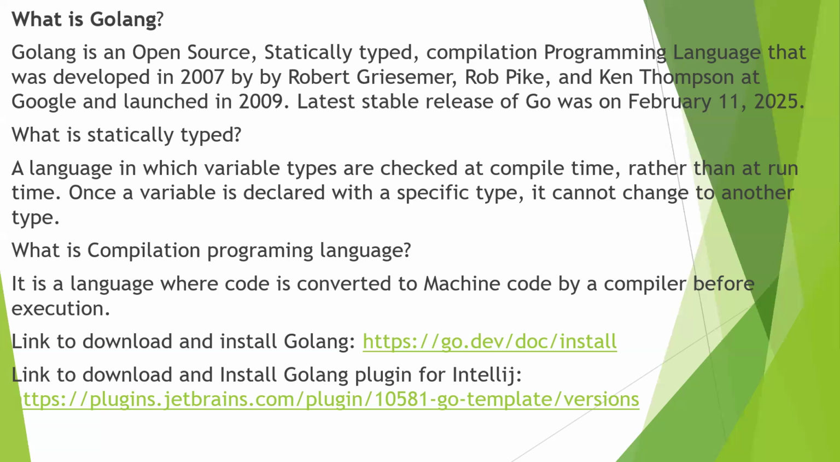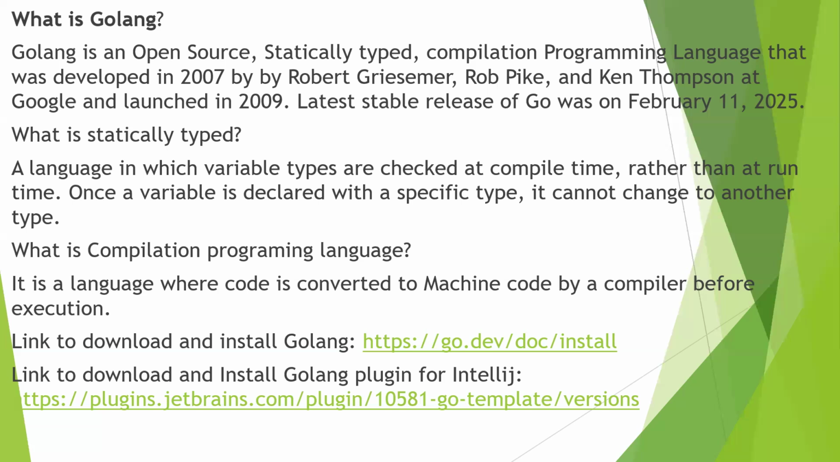And the next point we have here is, what is a compilation programming language? A programming language where the code is converted into machine level language or machine code by a compiler before it gets executed. Those kinds of languages are called compilation programming languages.